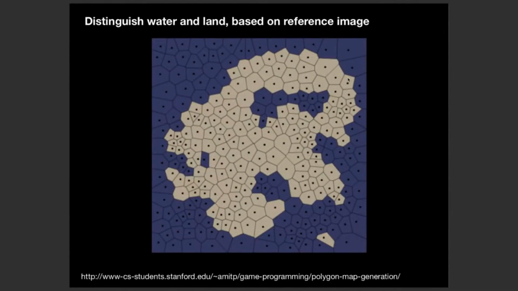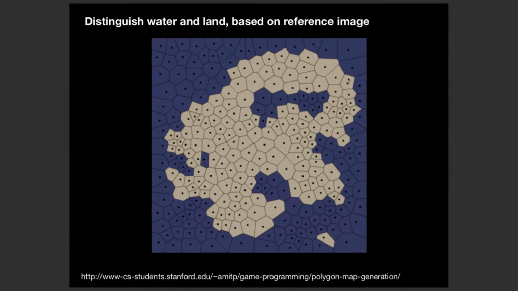Okay, so I think after 2 passes, we can then start making decisions about what these regions mean, right? So for example, we could take regions to be water or land, right? So you can do that perhaps based on some underlying reference image, right?